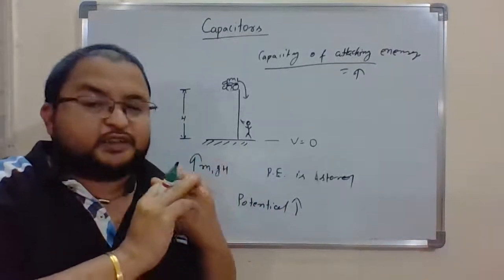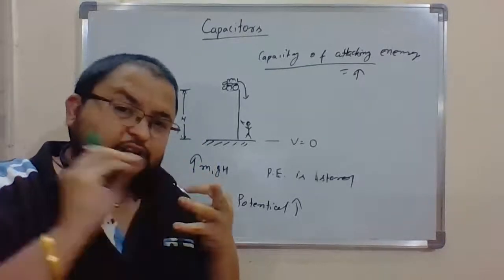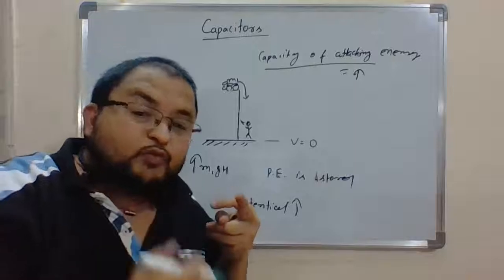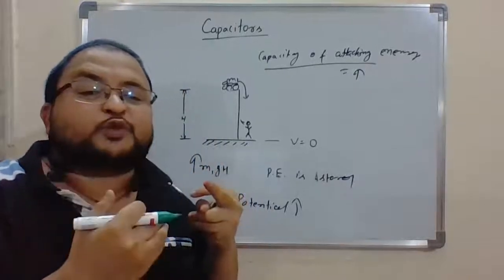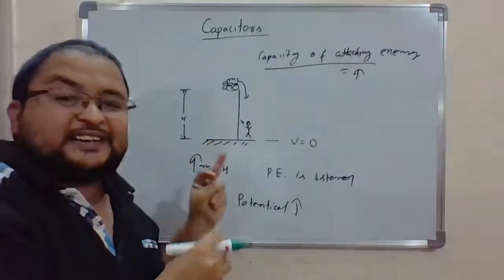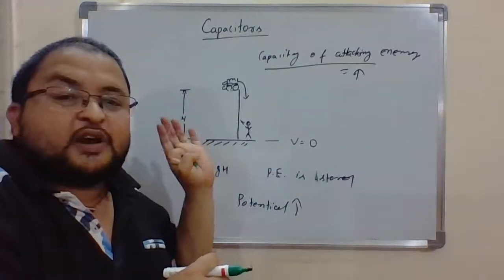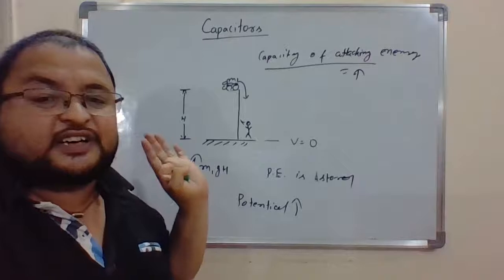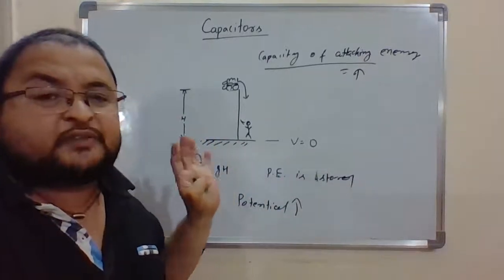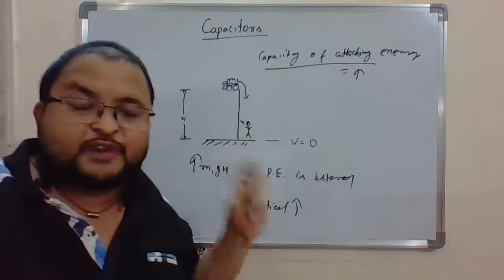In a capacitor, we would store charge. So in the process of storing charge in the capacitor, we eventually have stored electrical energy in the form of charge, and that electrical energy would be given to the electrical circuit as and when needed. So that is the basic functioning, or the basic principle of a capacitor.